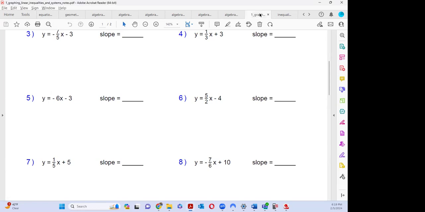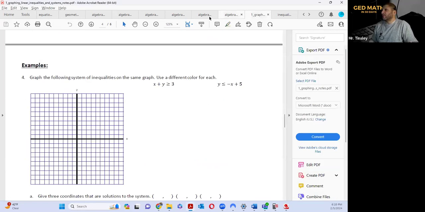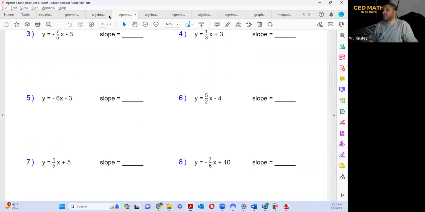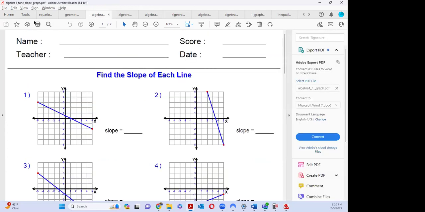Now let me go to the graph. Oops, that's not the graph I wanted. Oh my goodness, I just want the graph. Oh, I got so much stuff open. There we go.